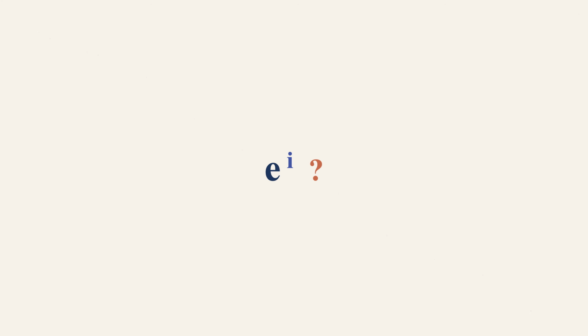Here's the problem. What does it mean to raise a number to an imaginary power? You know what e squared means, e times e. You know what e cubed means, e times e times e. But e to the power of i, that doesn't make sense in the usual way. You can't multiply e by itself i times. So we need a different definition of exponentiation. And that's where Taylor series come in.